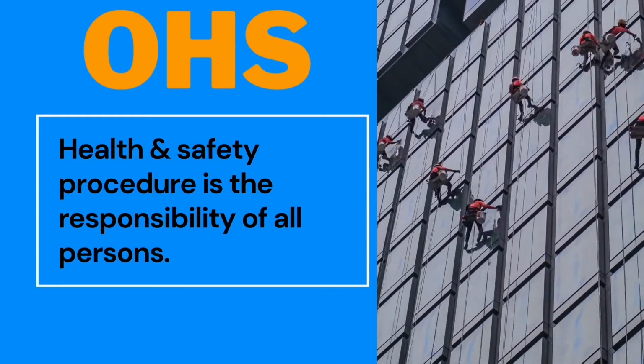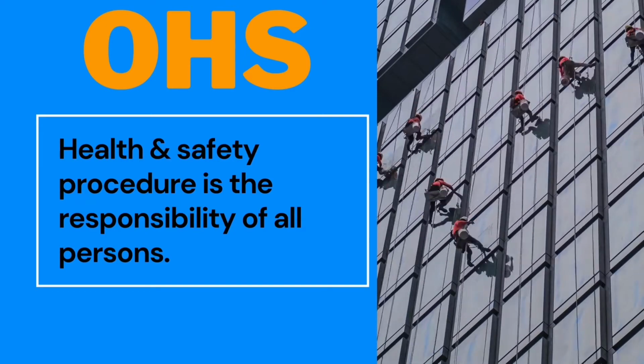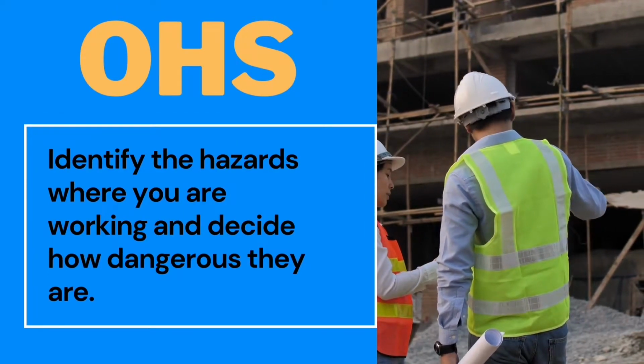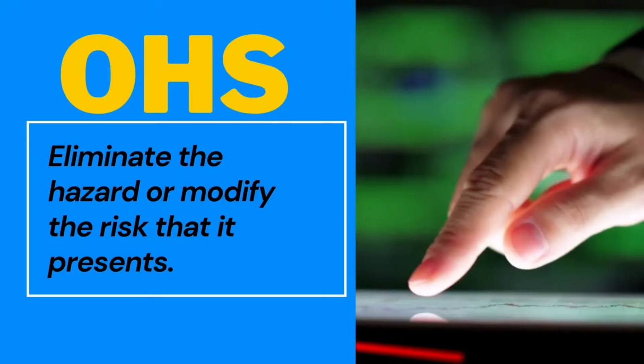Occupational health and safety procedure is the responsibility of all persons in the workplace. By knowing OHS, you can identify the hazards where you are working and decide how dangerous they are. Being able to know safety procedures will help you eliminate the hazard or modify the risk that it presents.